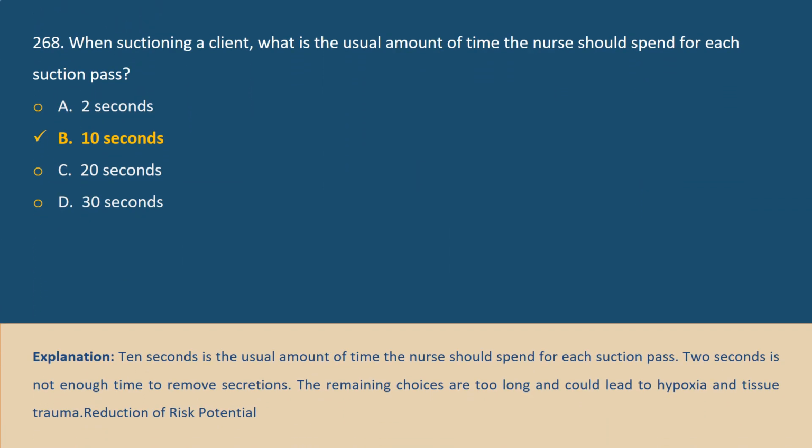Answer B. Explanation. 10 seconds is the usual amount of time the nurse should spend for each suction pass. 2 seconds is not enough time to remove secretions. The remaining choices are too long and could lead to hypoxia and tissue trauma. Reduction of risk potential.